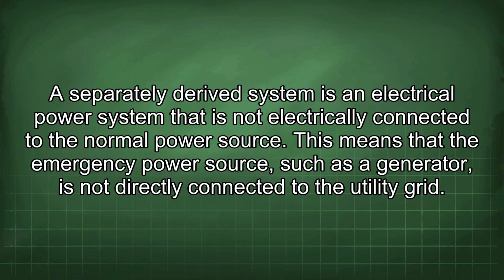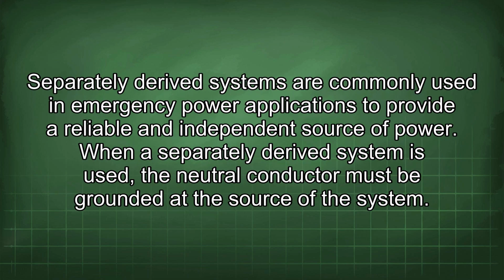A separately derived system is an electrical power system that is not electrically connected to the normal power source. This means that the emergency power source, such as a generator, is not directly connected to the utility grid. Separately derived systems are commonly used in emergency power applications to provide a reliable and independent source of power.